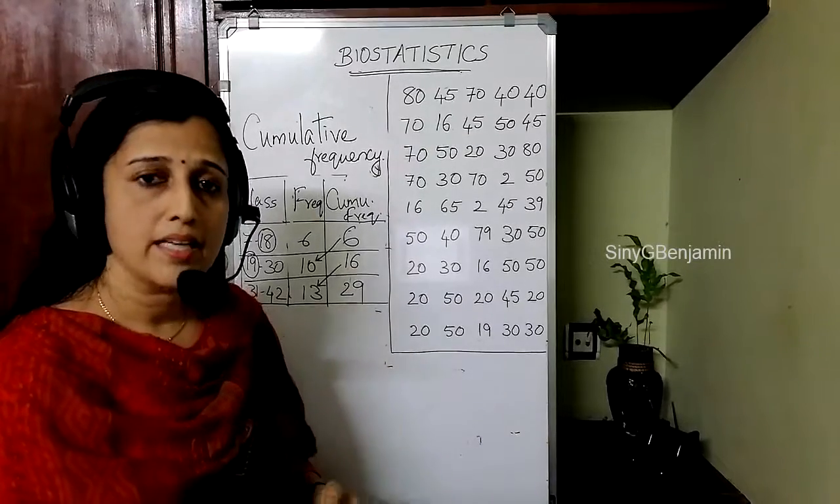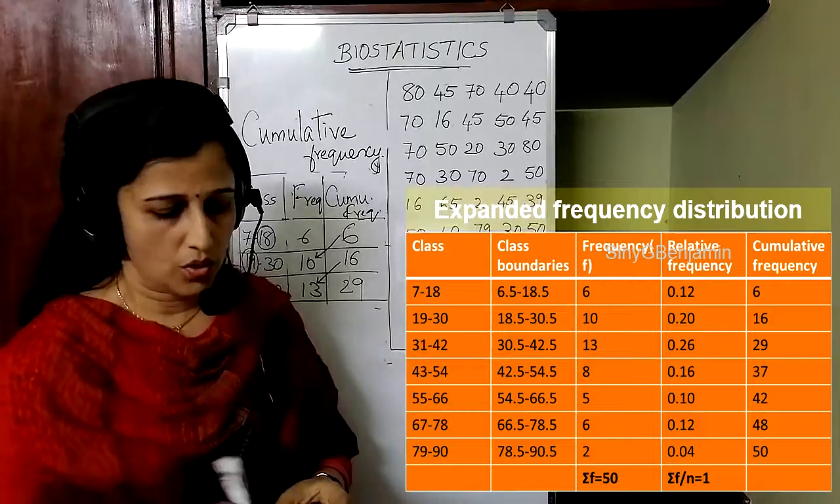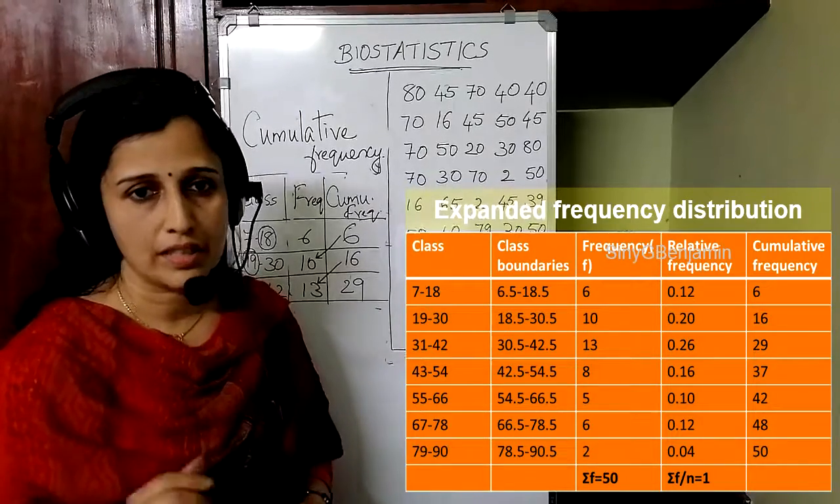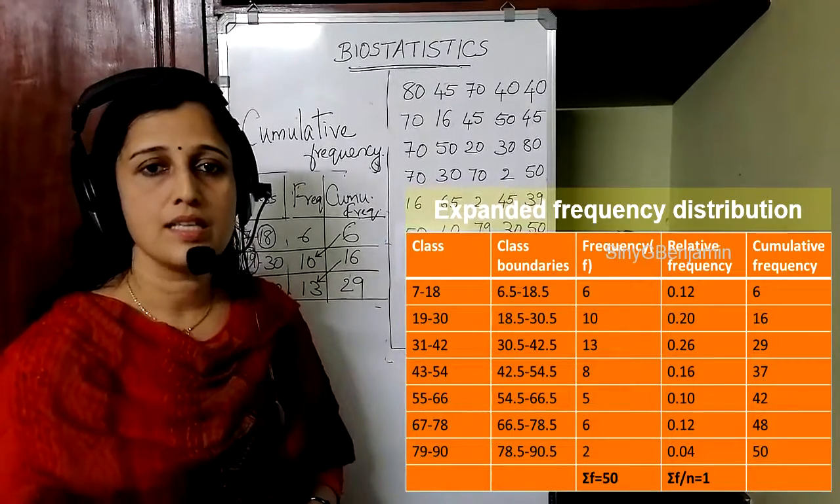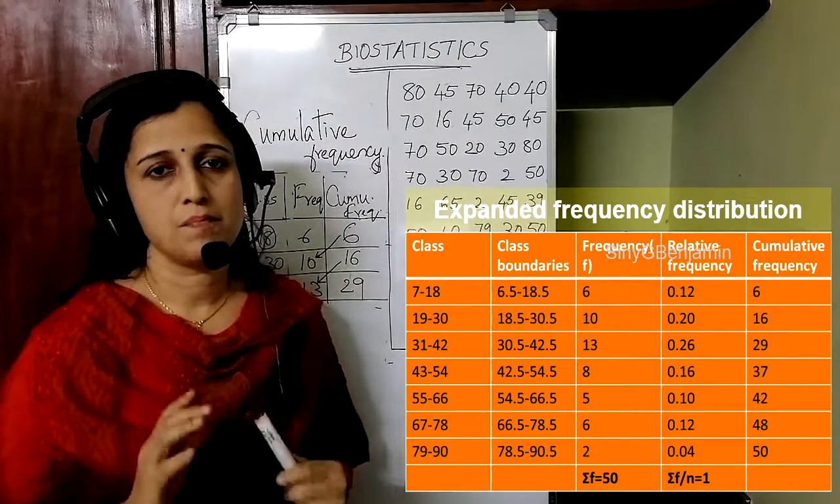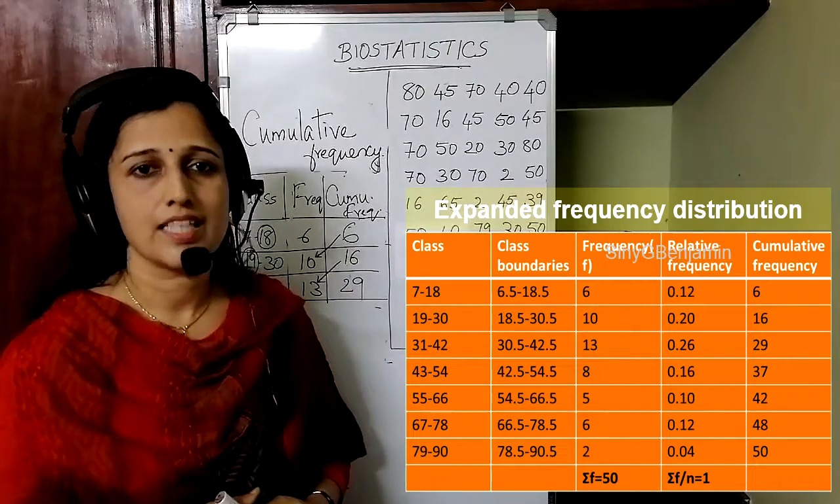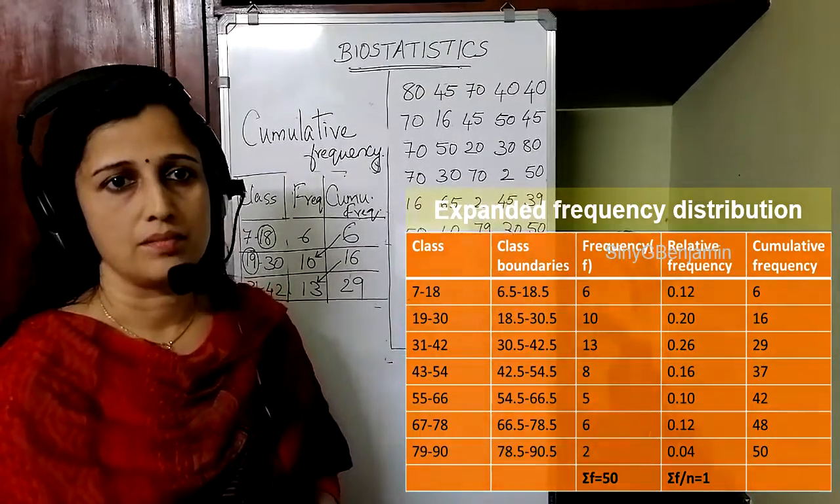Now, expanded frequency distribution. In expanded frequency distribution, you have to find the midpoint of a class, the frequency of a class, relative frequency and a cumulative frequency. That is expanded frequency distribution, and in this table you can see the expanded frequency distribution.